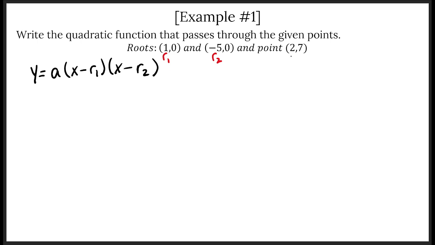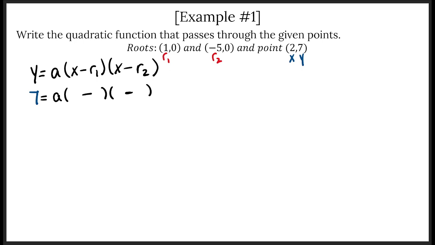The point is any random xy point. They gave us (2, 7) for this point, so we're going to plug in 2 and 7 for x and y respectively. We're going to plug in r1 and r2. The only letter we don't have is a. We're going to have to solve for that so we can make our function at the end. Our equation starts out with y equals, so I'm going to put a 7 equals a, and then I'm going to fill in the rest of this stuff right here.